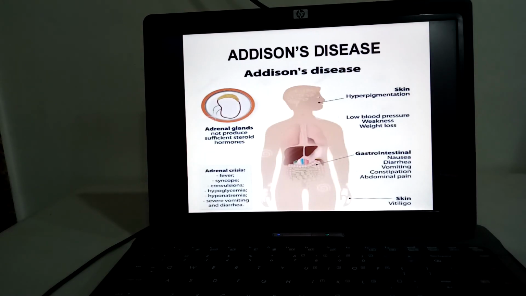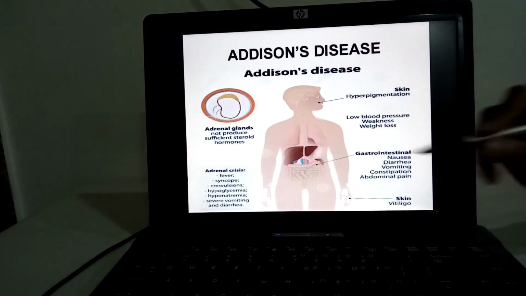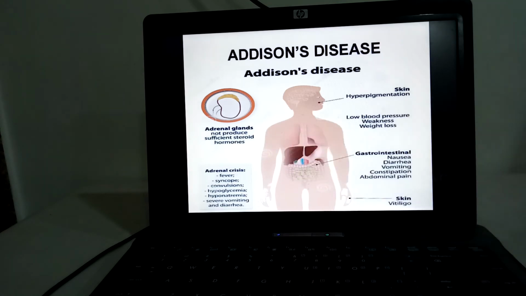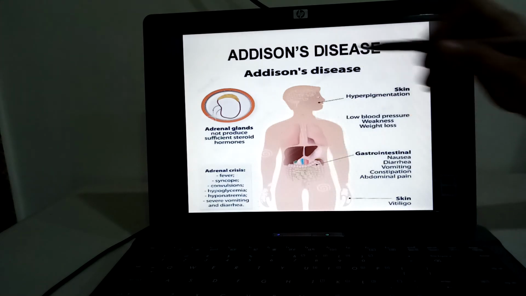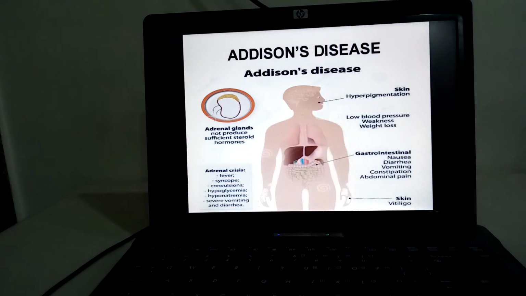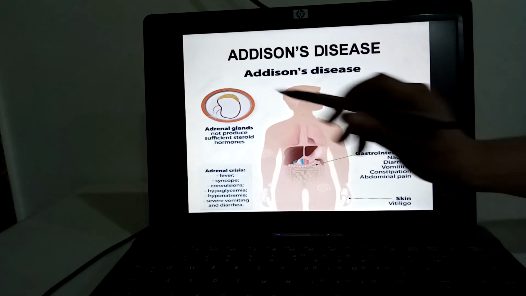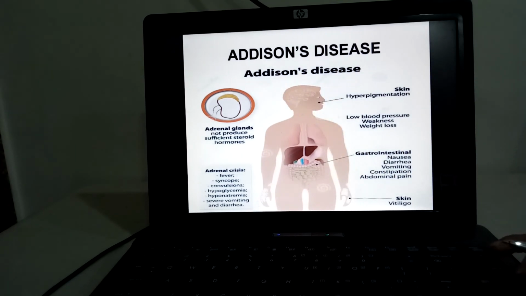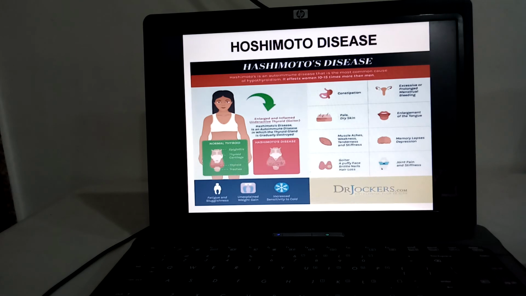Addison's disease. Addison's disease is a disease where the adrenal gland does not produce enough steroid hormones. Because of this, many other reactions in the body occur, like hyperpigmentation might occur, low blood pressure, fever, constipation, vomiting. All these things can be triggered because of this non-functioning of the adrenal gland, which we call Addison's disease. Another one is Hashimoto's disease.